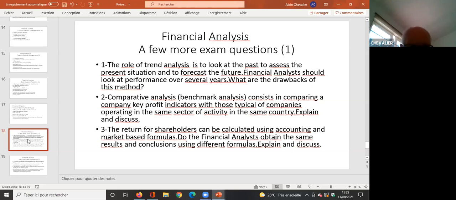The first one was the following. The role of trend analysis is to look at the past, to assess the present situation, and to forecast the future. Financial analysts should look at performance over several years. What are the drawbacks of this method? Okay.